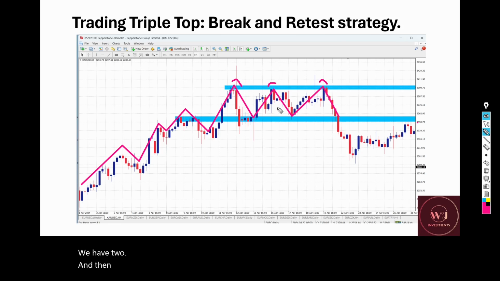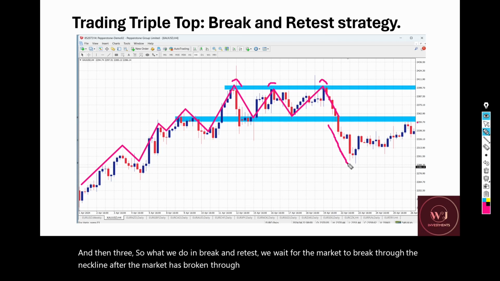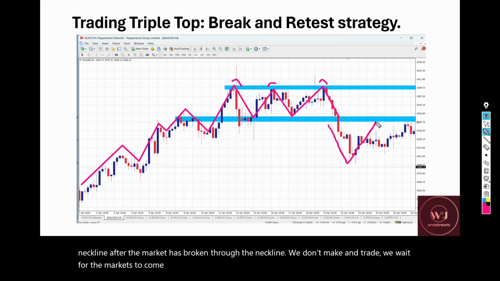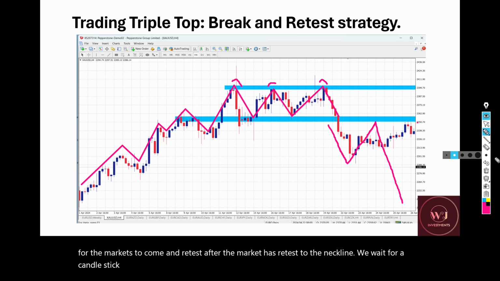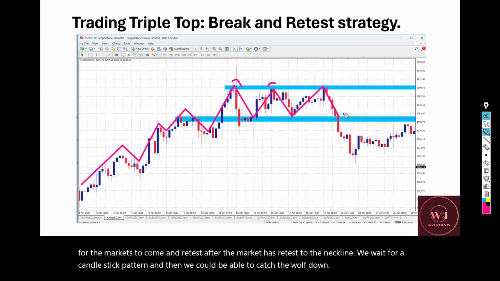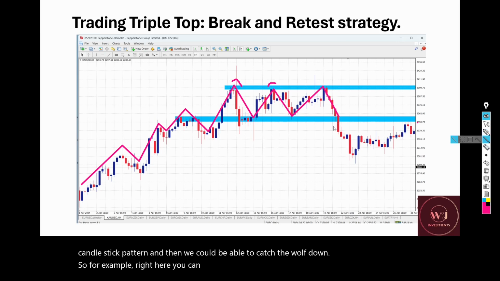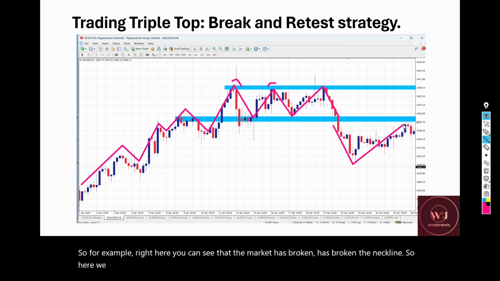So what we do in break and retest, we wait for the market to break through the neckline. After the market has broken through the neckline, we don't make any trade. We wait for the market to come and retest. After the market has retested on the neckline, we wait for a candlestick pattern, and then we could be able to catch the wave down. So for example, right here you can see that the market has broken the neckline. So here we are waiting for a retest, and the retest happened right here. So you have to be patient until the retest is formed.